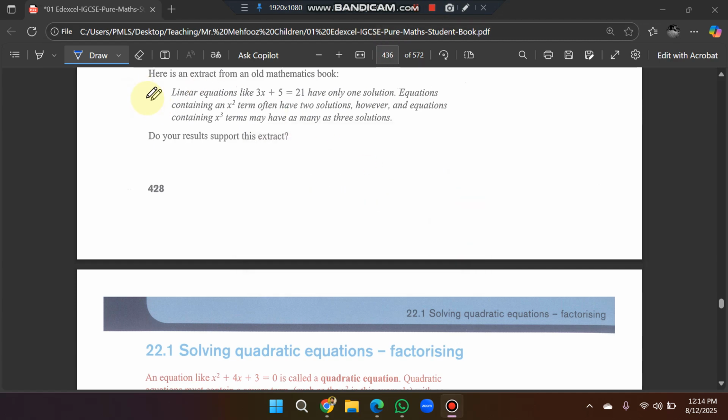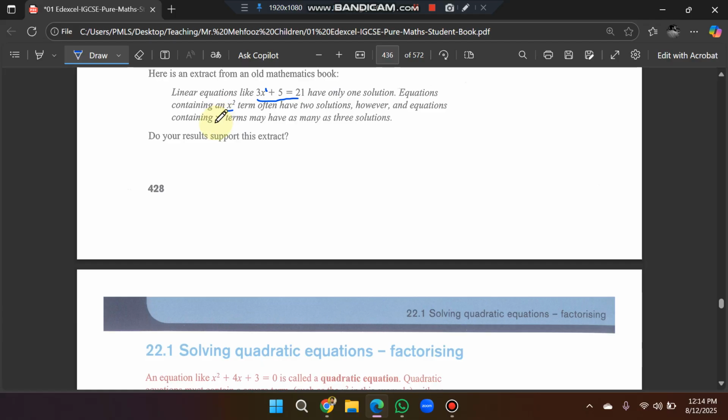Here is an extract from an old mathematics book. Linear equations like 3x + 5 = 21 have only one solution. Why? Because here the power of x is just 1, so this is a linear equation. Equations containing an x squared term often have two solutions. Why? Because here the power of x is 2.